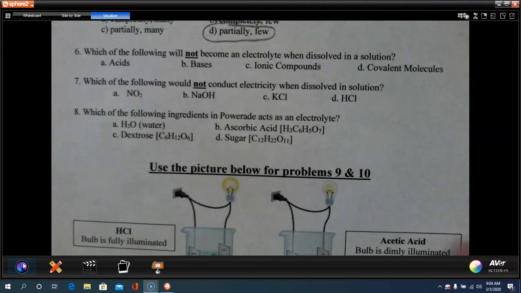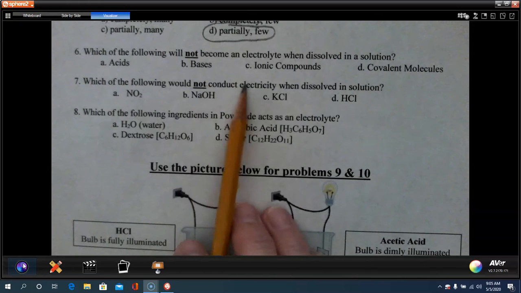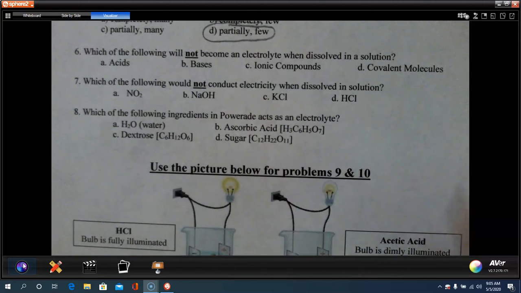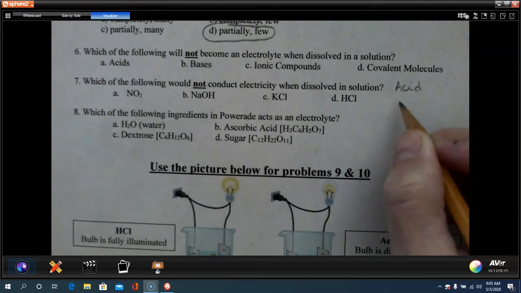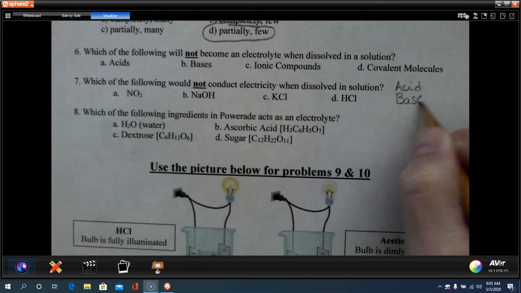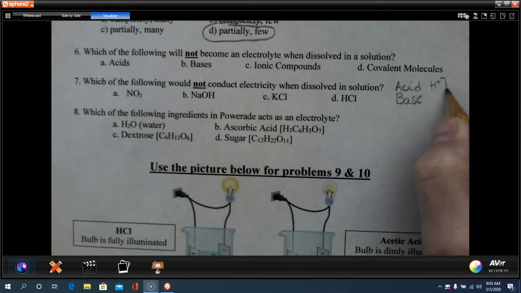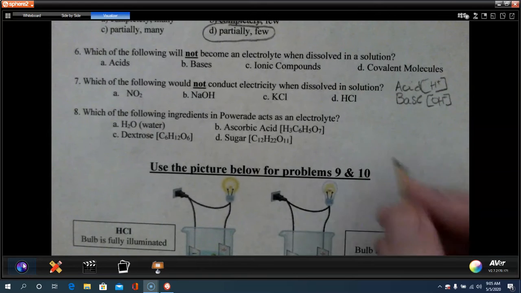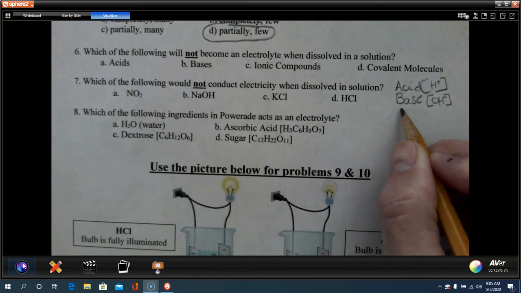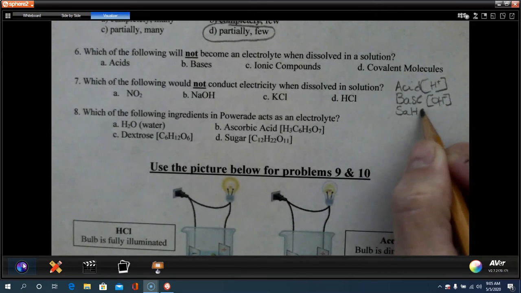Number 7, which of the following will not become an electrolyte when dissolved in solution? Oh, that's 6. I'm doing 7. Sorry, my fault. Which of the following would not conduct electricity when dissolved in solution? Well, things that conduct electricity when they're dissolved in solution are acids, bases. Remember, acids have the hydrogen, bases have the hydroxide, and one other thing will conduct electricity in solution. It is what? Salts.